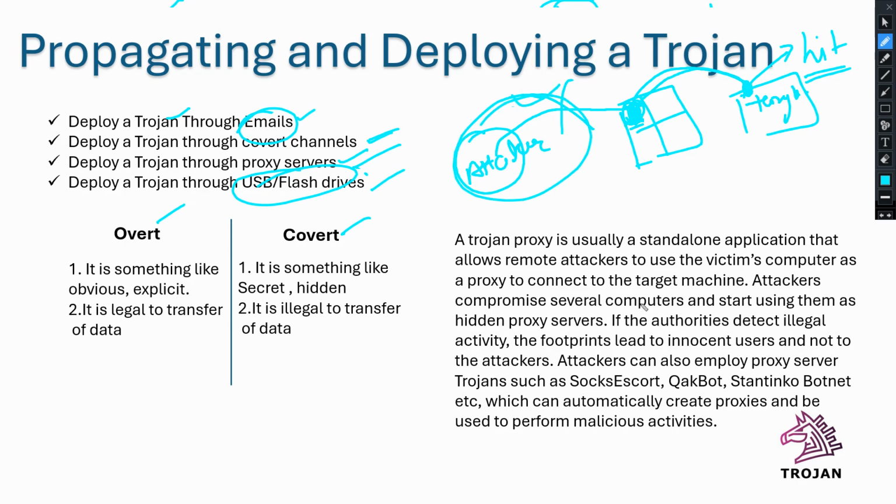Okay, this is the theory here. The attacker compromises several computers and starts using them as hidden proxy servers. If authorities detect illegal activity, the footprint leads to innocent users and not to the attacker. Attackers can also employ proxy server Trojans such as SocksEscort, Quackbot, Stinetico botnet, etc., which can automatically create proxies and be used to perform malicious activity. We use the socks, right, in Tor.